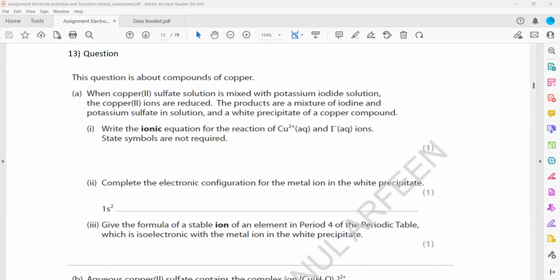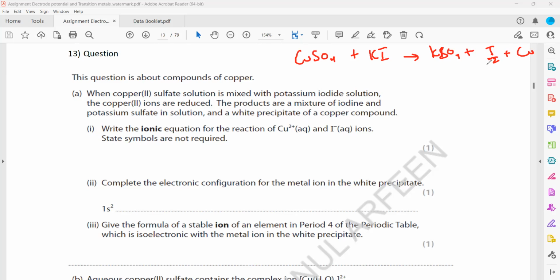So when copper 2 sulfate, CuSO4, is mixed with potassium iodide, KI, as a result, the copper 2 ions are reduced and the products are a mixture of iodine, potassium sulfate, and here copper is reduced. So what is the lower oxidation state, copper reduced to copper 1 or copper 0, which is copper metal? But they did not mention that, they mention a copper compound is formed.